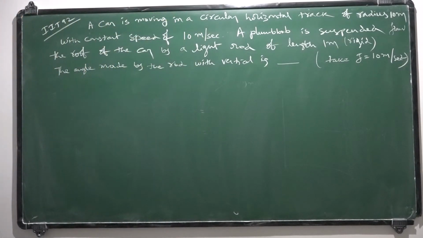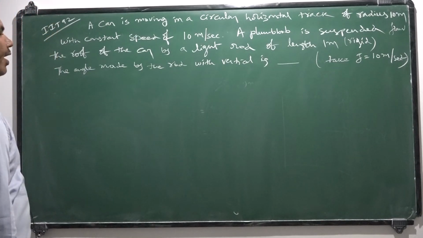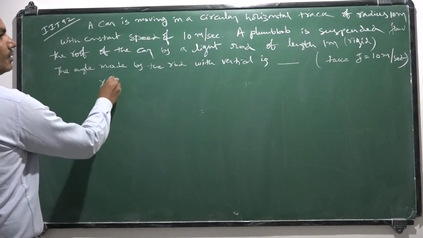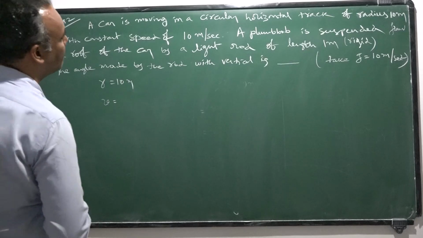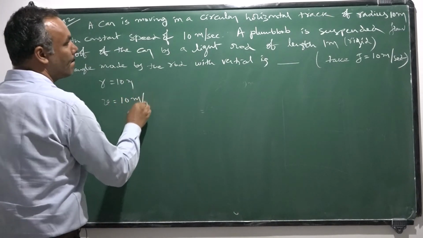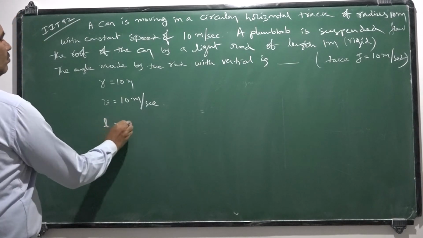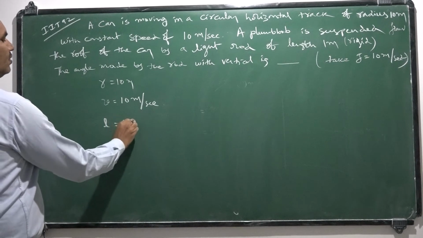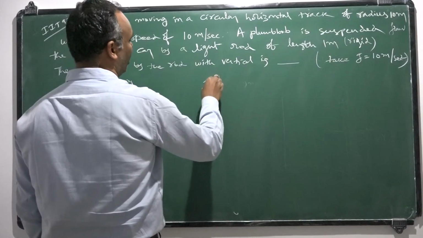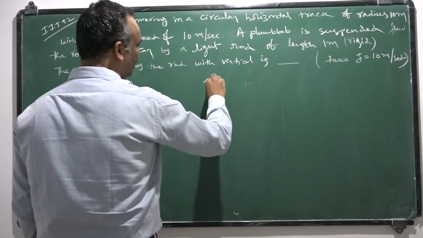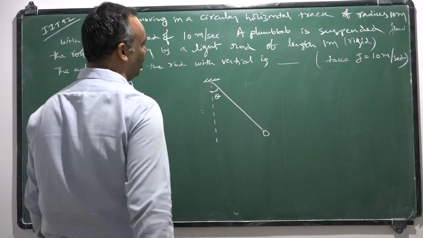So, a car is moving on a circular track of radius 10 meters, with a speed of 10 meters per second, and the length of the rod is 1 meter. While the vehicle is taking a turn, initially the plumb bob is like this, now it is moved to a new position like this, making some angle theta here.